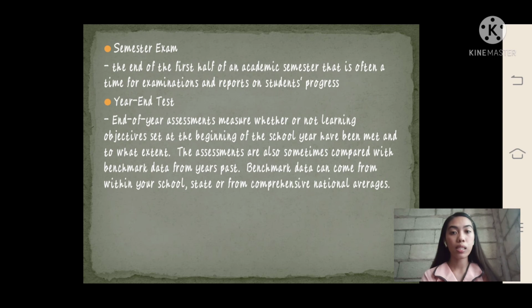The other type of assessment is semester exam, which happens at the end of the first half of an academic semester that is often a time for examinations and reports on students' progress. The last type is the year-end test, which happens at the end of the school year. Assessments measure whether or not learning objectives set at the beginning of the school year have been met, and to what extent. The assessments are also sometimes compared with benchmark data from years past. Benchmark data can come from within your school or state or from comprehensive national averages.